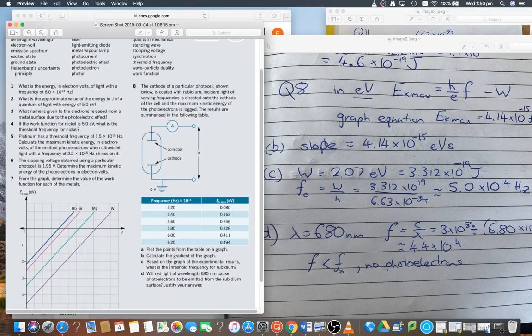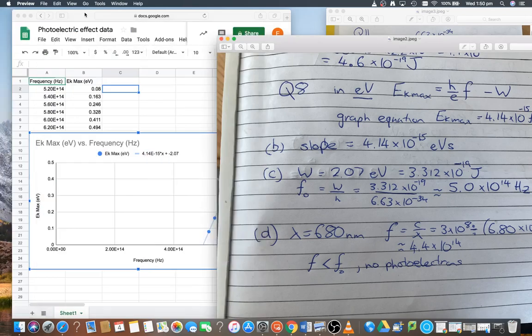Based on the graph, experiment results with the threshold frequency of rubidium, will red light of 680 nanometers cause photoelectrons to be emitted from the rubidium surface? All right, now I'm just going to close this down because I've actually gone and done this.